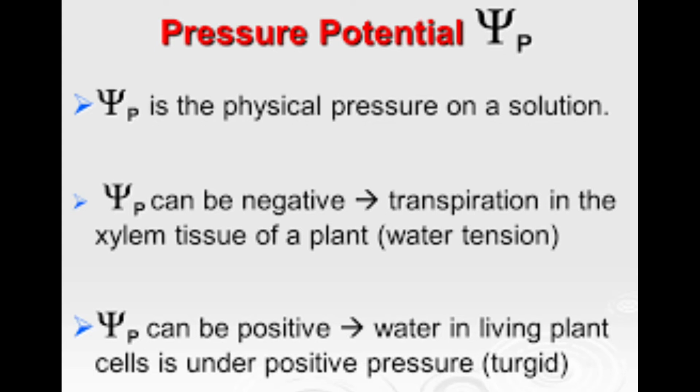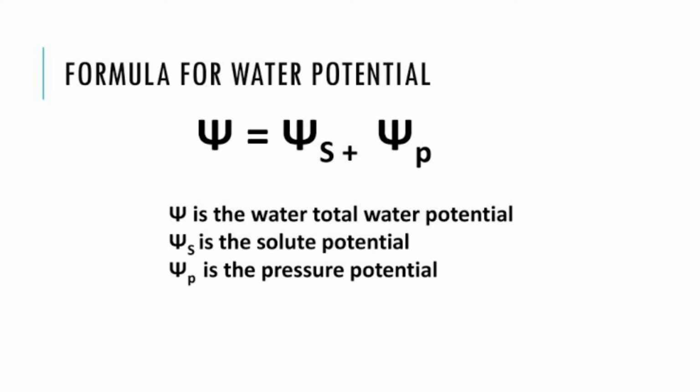If a pressure greater than atmospheric pressure is applied to pure water, even though the solute is present, the kinetic energy of water increases. This is the most important. This potential is called pressure potential. If you add pressure, then automatically the kinetic energy of water increases. That is the reason water potential is equal to solute potential plus pressure potential. This is the formula normally written.